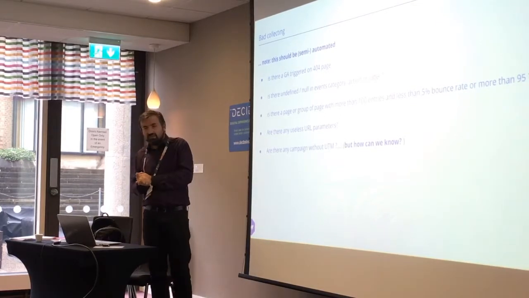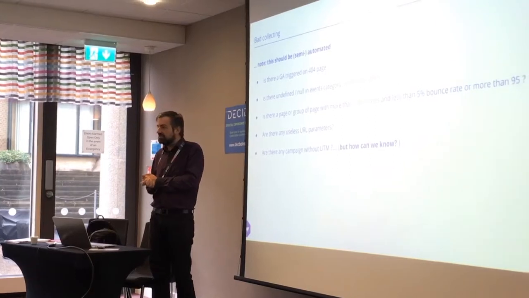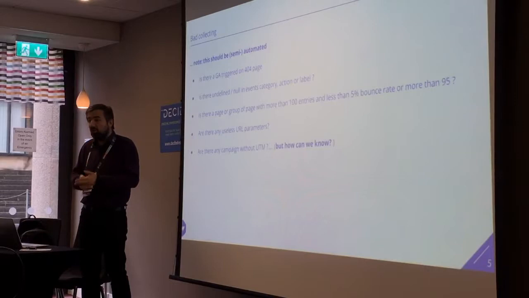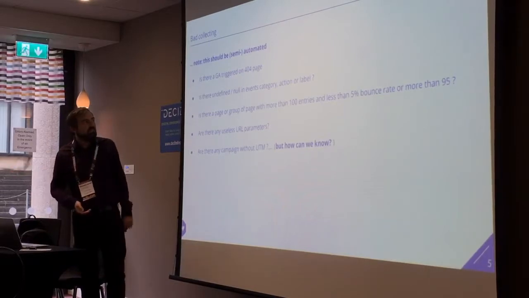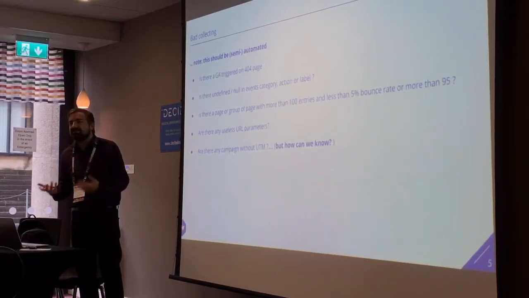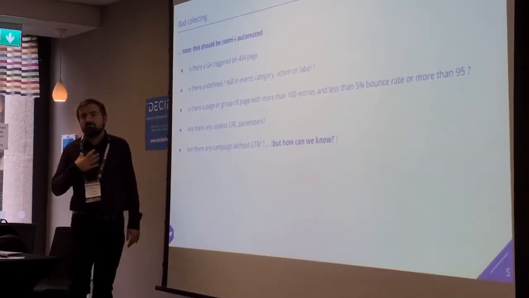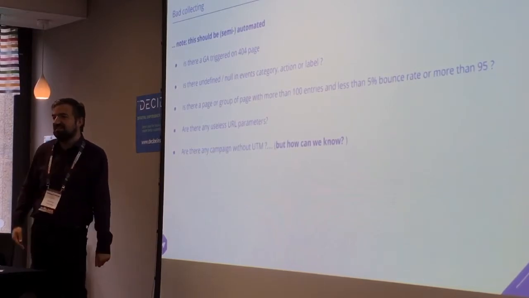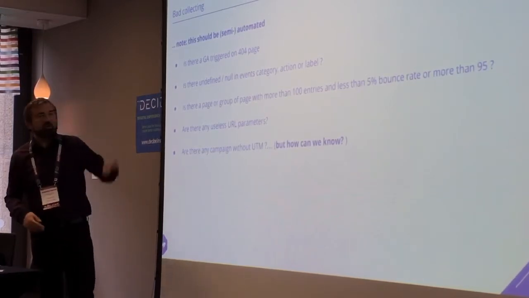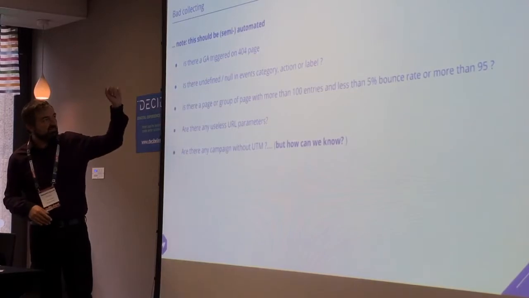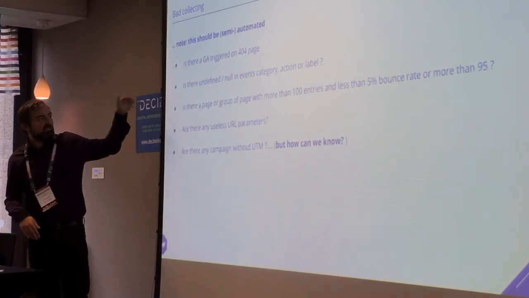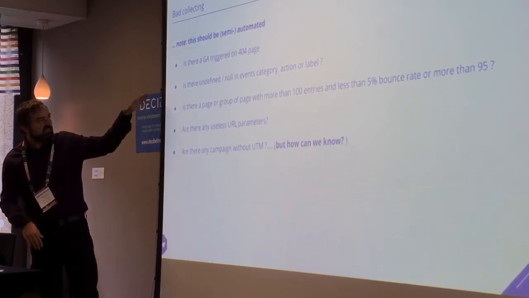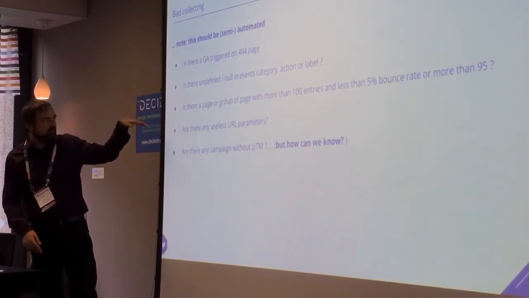For example, is there a GA triggered on the 404 page? This is something that is quite nice to check, because usually clients forget to put GTM on the 404 or on the 500. So the 404 is easy to check. 500 is a little bit more difficult. You cannot ask your client, hey, please, can you just break your website so that you can know if there is any GTM on it. So 404 is okay. You can check if there is a GTM. It's nice. Is there some undefined, null, random things like that in events, category, action, or label?